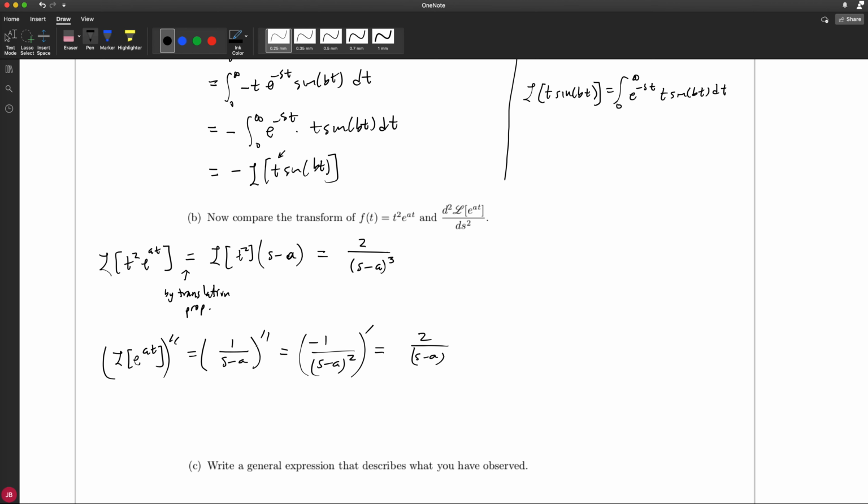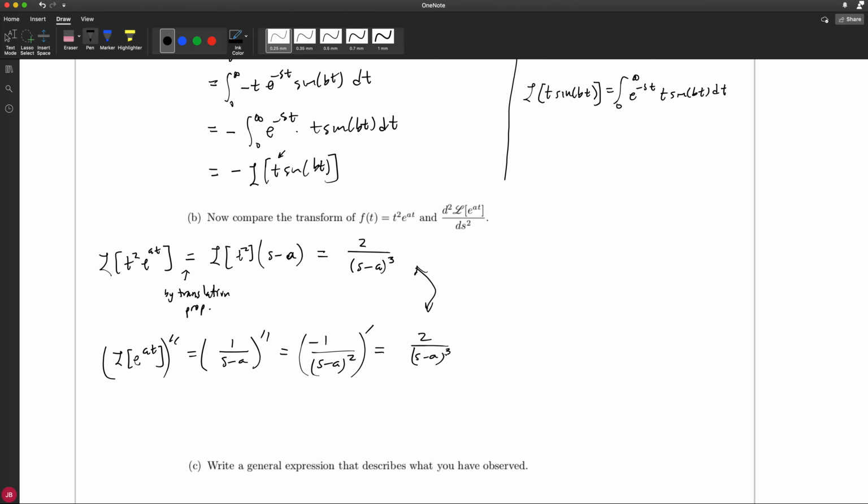So the second derivative of 1 over s minus a: you do one derivative, you get negative 1 over s minus a squared. And now you still need to do one more derivative, right? And you get 2 over s minus a cubed. Okay. Do these two things look familiar? Yes, I think so, right?